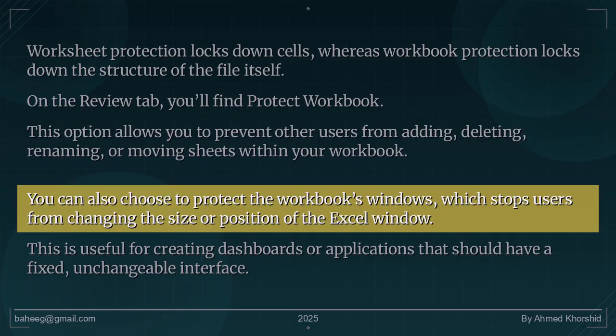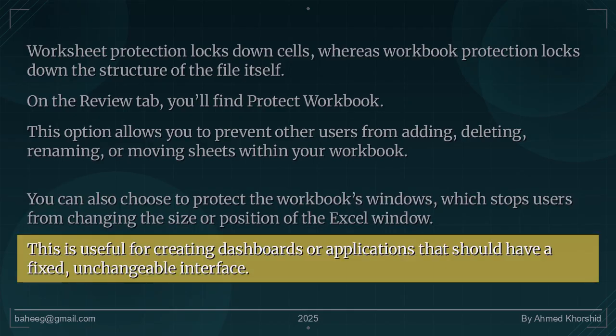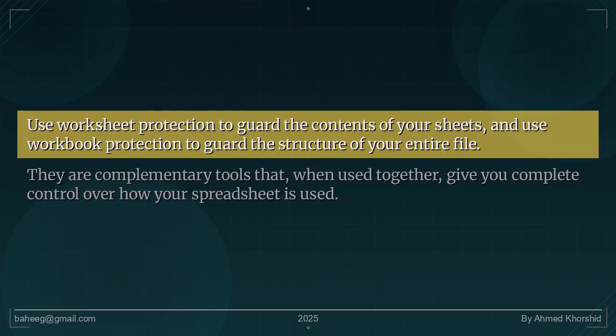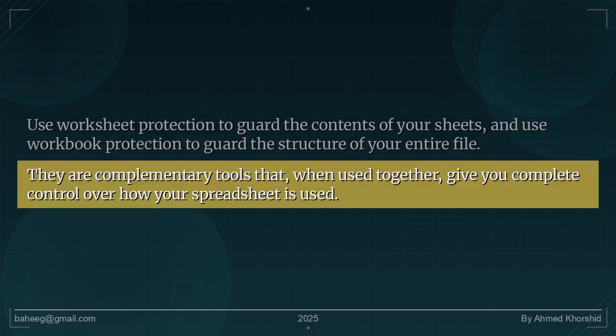You can also choose to protect the workbook's windows, which stops users from changing the size or position of the Excel window. This is useful for creating dashboards or applications that should have a fixed, unchangeable interface. Use worksheet protection to guard the contents of your sheets, and use workbook protection to guard the structure of your entire file. They are complementary tools that, when used together, give you complete control over how your spreadsheet is used.